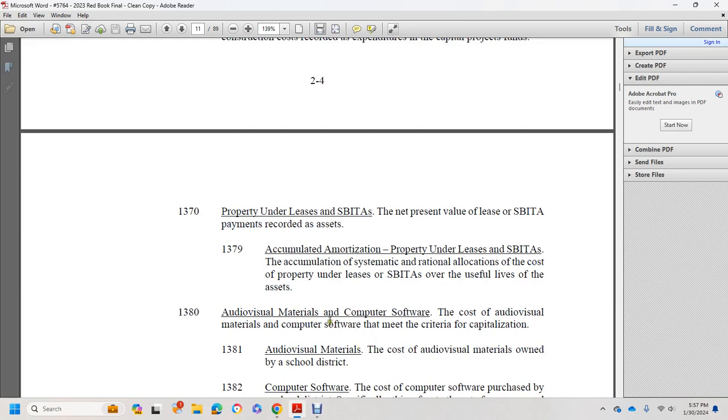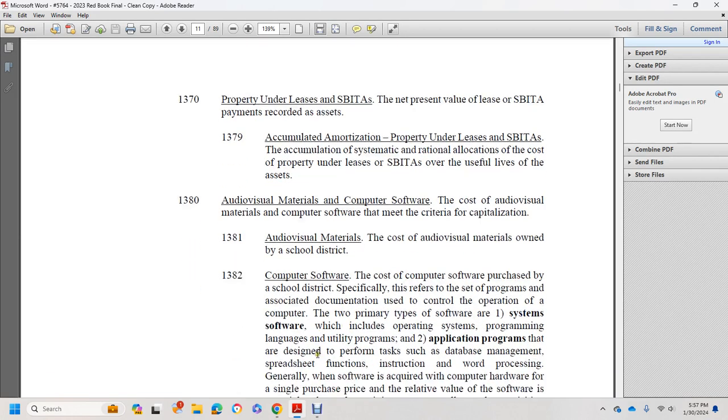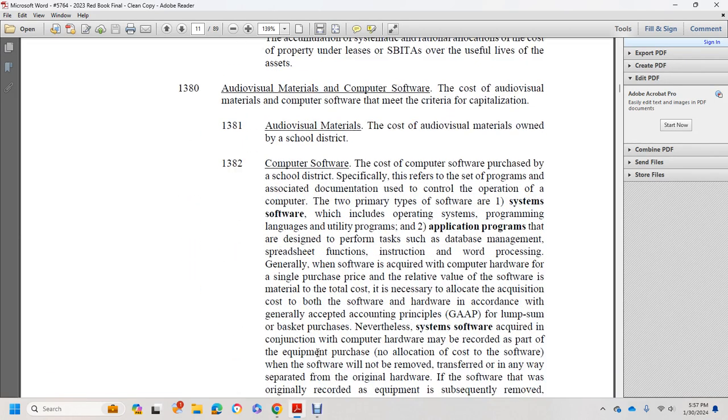1380. Audio-visual materials: the cost of audio-visual material for computer software that meets the criteria for capitalization, owned by the school districts. 1382. Computer software: the cost of the computer software purchased by the school district.